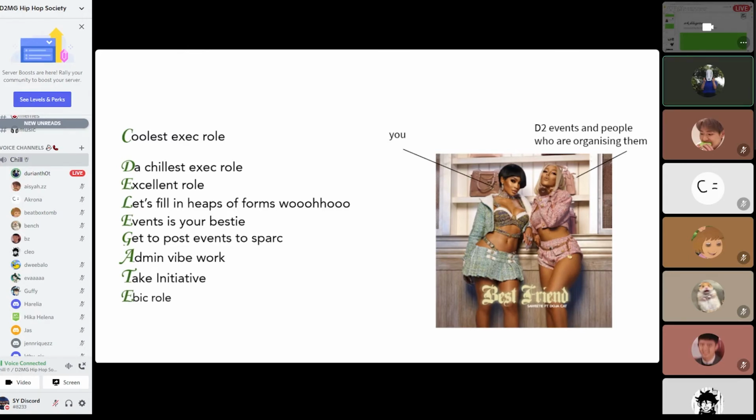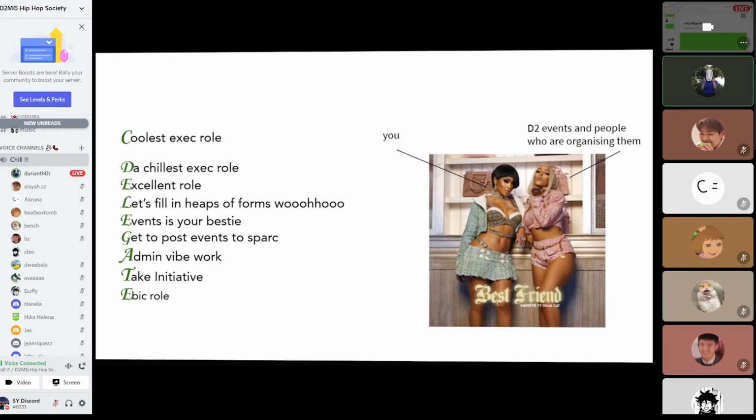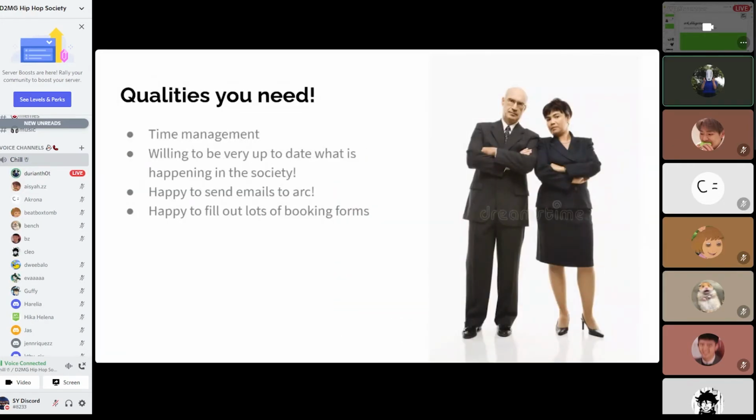A is for admin vibe work. So if you're interested in admin vibe work, this is the thing for you. And you can take initiative, and this is an epic role. And so the qualities you would need are time management, being willing to be up to date with what's happening, being happy to send emails, and happy to fill out lots of booking forms. And that's it.